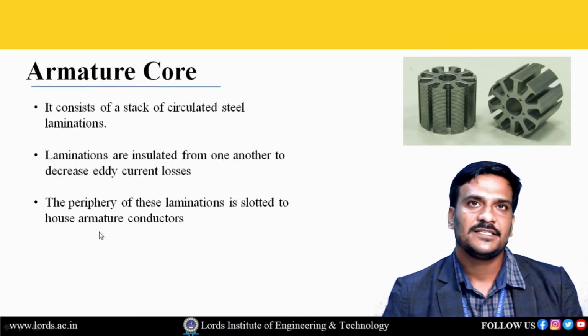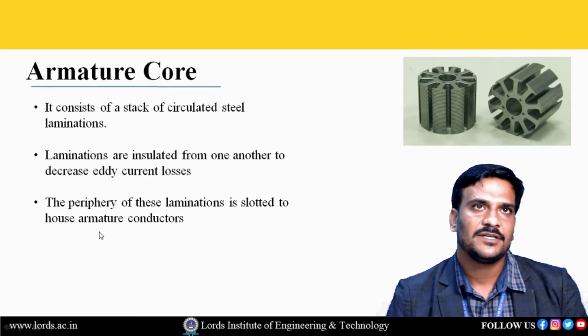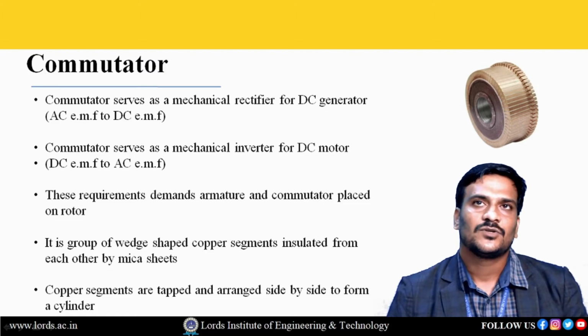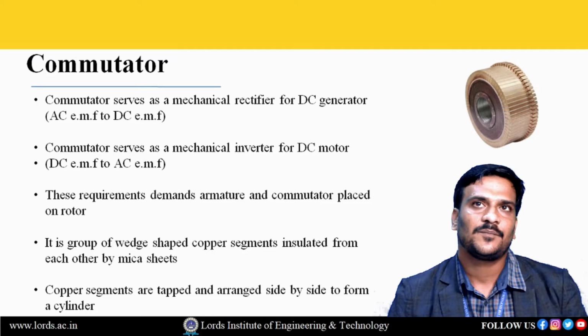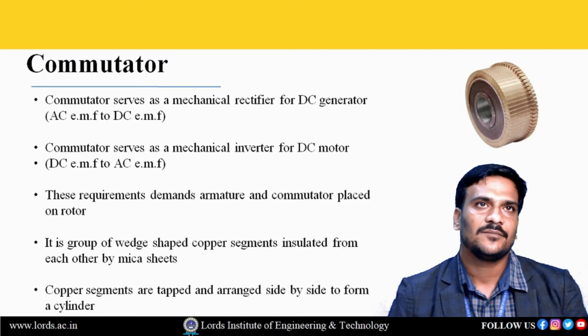Next, one of the most important parts of a DC machine is the commutator. Why do I call it a major part? Because this commutator makes the difference between a DC generator and an AC generator. So a DC generator is nothing but an AC generator plus a commutator. So the commutator is an important part of a DC machine.